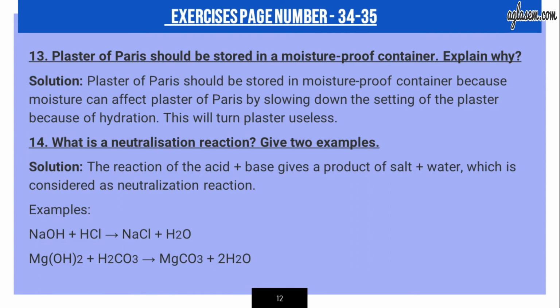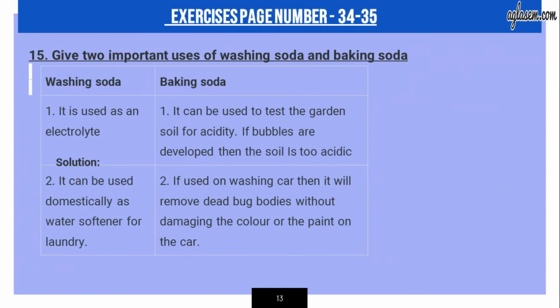Moving to the next question, that is question number 15. So here question number 15 says, give 2 important uses of washing soda and baking soda. Here washing soda uses are, it is used as an electrolyte. It can be used domestically as a water softener for laundry, and baking soda can be used to test the garden soil for acidity. If bubbles are developed, then the soil is too acidic.